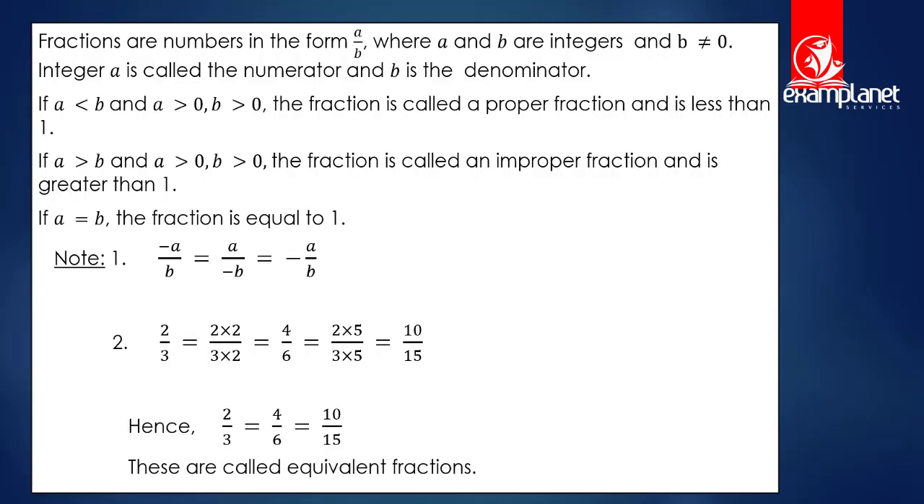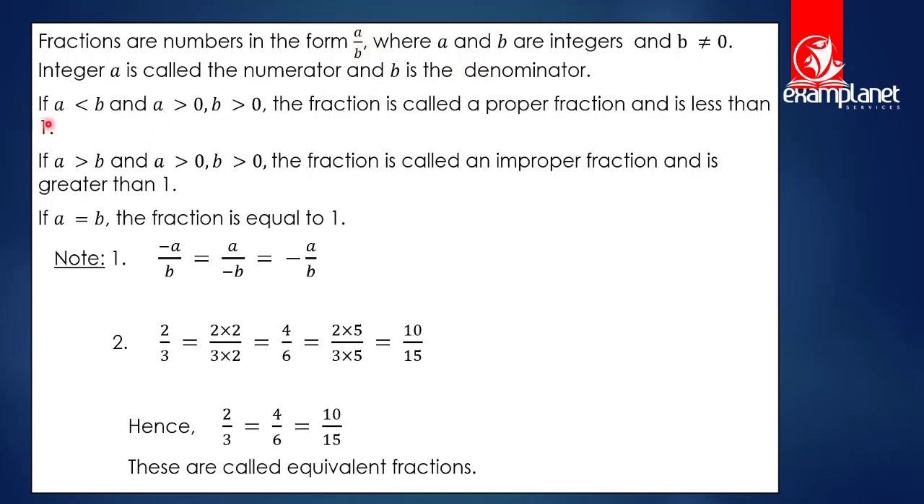Now, what are fractions? Fractions are numbers in the form a over b, where a and b are integers and b is not 0. So what we are saying here is that for you to have a fraction, you must have one number over another number, and the two numbers must be integers, that is whole numbers, and this b must not be 0, because if it is 0, then that is no more a fraction, because that will not be a number. All right, so integer a is called the numerator and b is the denominator.